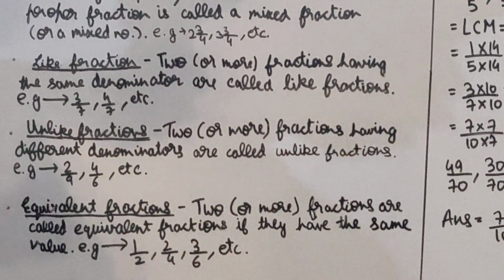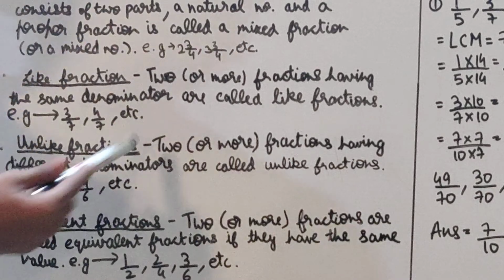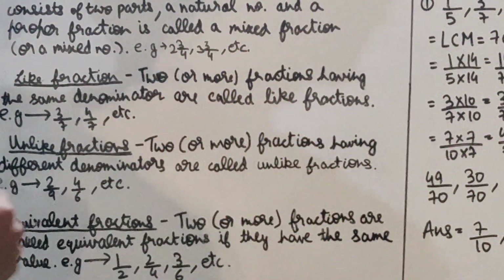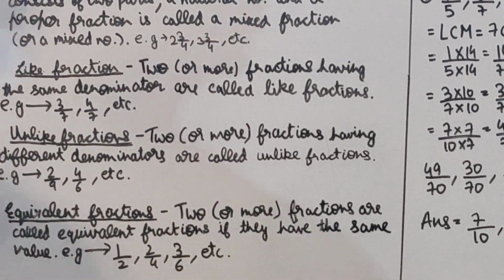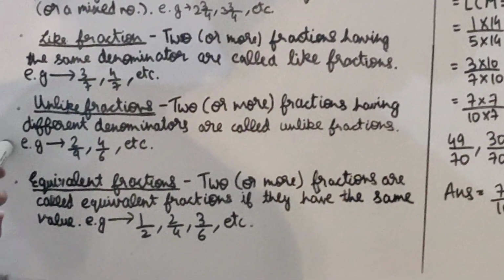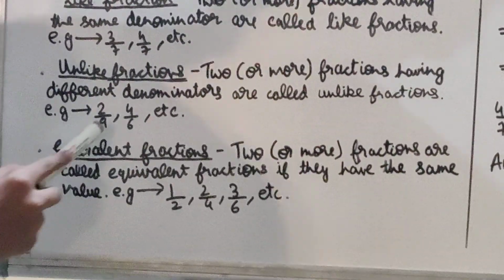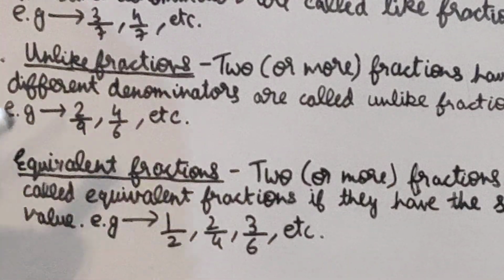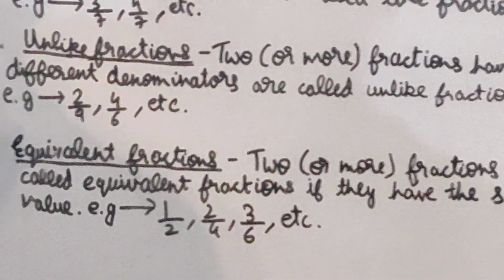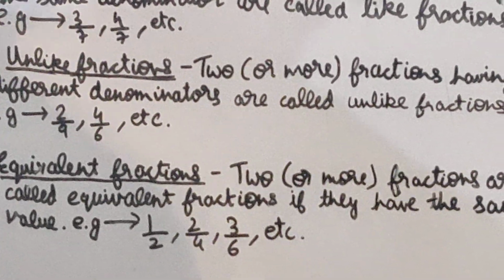Then unlike fractions are the opposite of like fractions. It's nothing but two or more fractions having different denominators are called unlike fractions. Example, 2 upon 9, 4 upon 6. Over here the denominators are different, 9 and 6 are different. So, they are called unlike fractions.